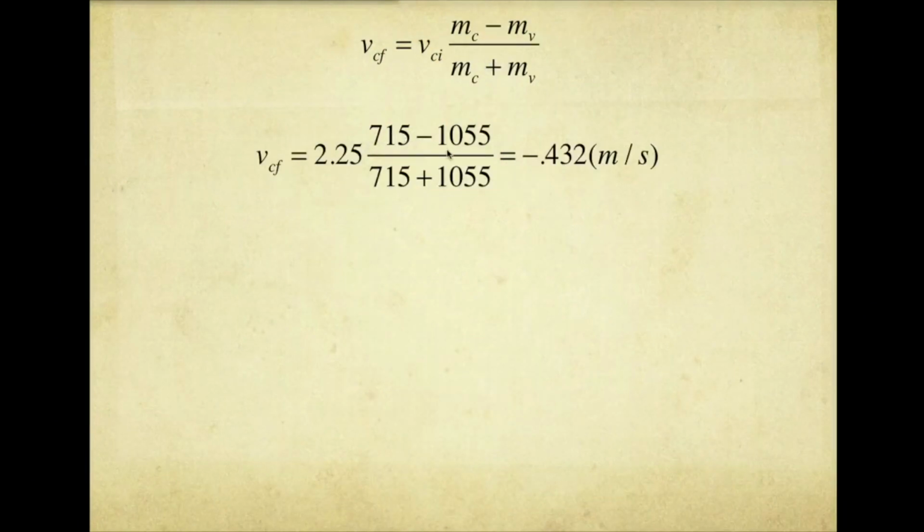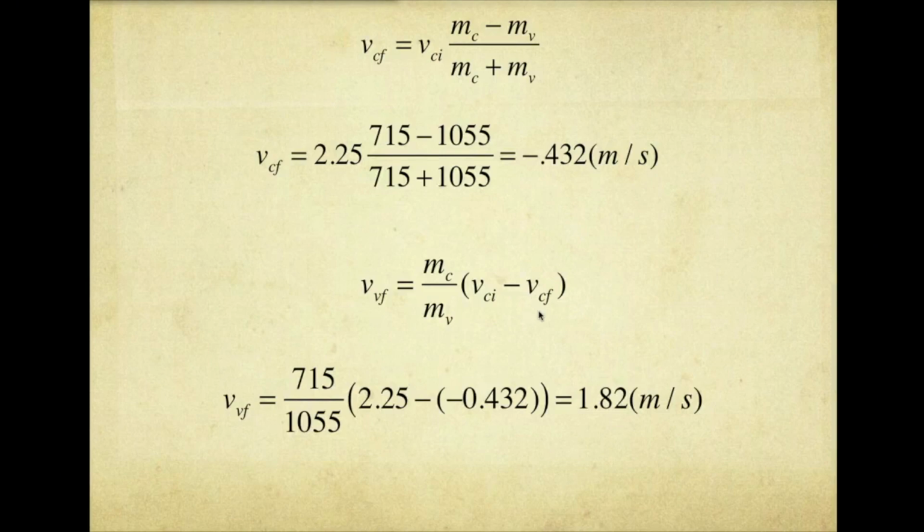So 715 was the mass of the car, 1055 was the mass of the van, the difference over the addition, 225 was initial velocity of the car, so I end up with negative because the car bounces back. And then this came from the conservation of momentum. I'm subtracting the final velocity of the car, and the final velocity of the car is negative. It ends up to be a positive number, and so the van is going forward much slower, because remember, the car itself, when it just bumped into it, was going 225. So it pushes, gives some of its momentum to the van, and the van is so much more massive.